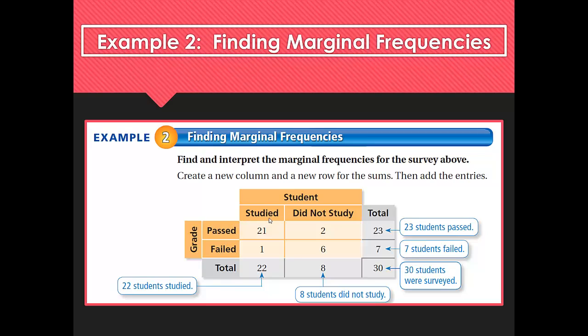So for studied, we had 21 that passed, 1 that failed, so a total of 22 students that studied. And then for did not study, we have 2 that passed, 6 that failed, for a total of 8 students that did not study. We can then add up our column, and we see that we get 30, so 23 plus 7 is 30. If we add up our row, 22 plus 8, we also will get 30. So 30 students were surveyed.